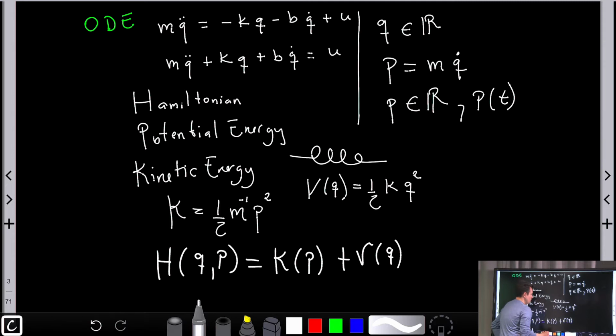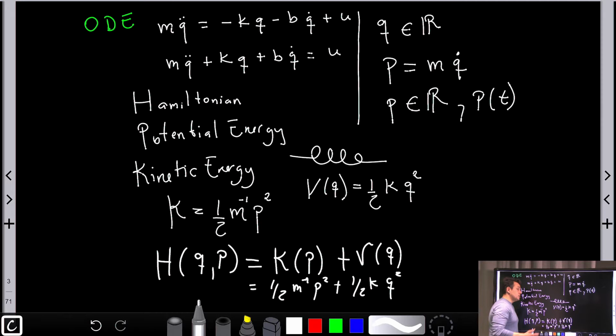Which means that the Hamiltonian function is just 1/2 M minus 1 p squared plus 1/2 the spring constant times the generalized coordinate, the position that the mass experiences, squared. So you can see that it really depends on q and p, the generalized coordinates. So what's the next step?